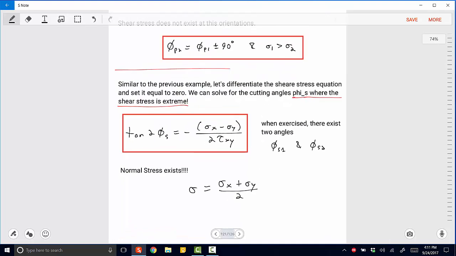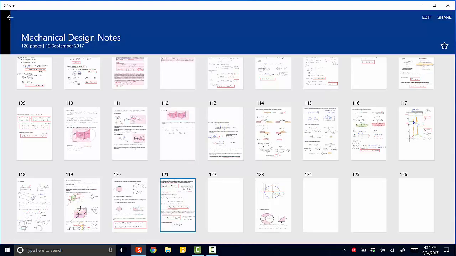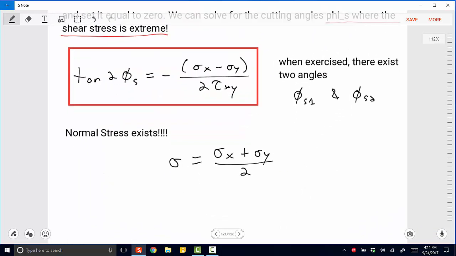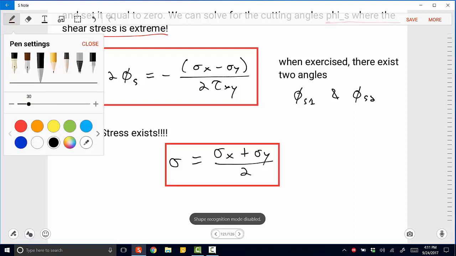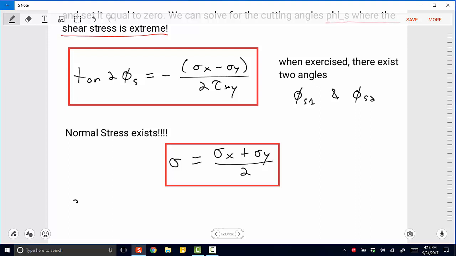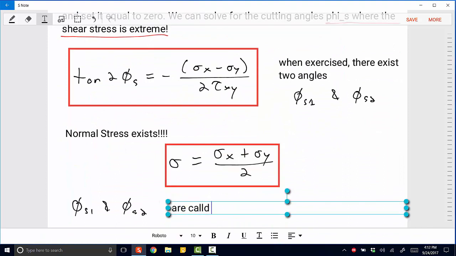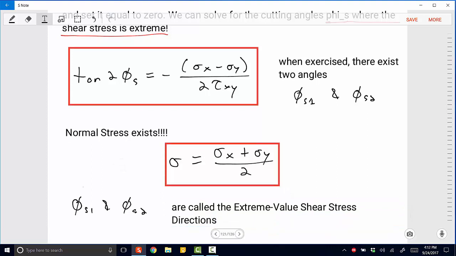Okay. And let's circle that one as well, because it's important. Now, we've got our phi s1 and our phi s2. What are those called? What do we want to call those? Those are called the extreme value shear stress directions, right?